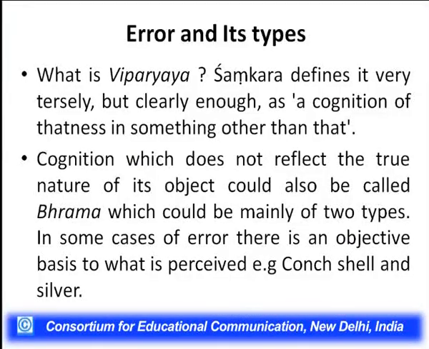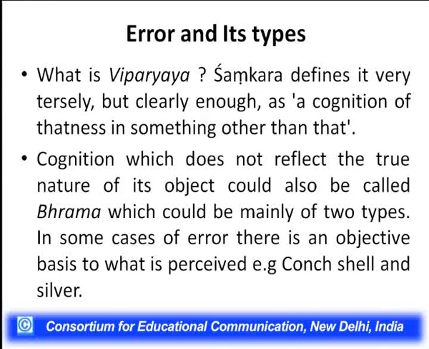Also, let's look at some of the other terminology that is very often used for error, for the cases of error in Indian philosophy. Another term that is used for error, apart from viparyaya, is bhrama. So, cognition which does not reflect the true nature of its object could also be called bhrama, which could be mainly of two types. In some cases of error, there is an objective basis to what is perceived, that is conch shell and silver. So bhrama basically refers to cognition of something which does not reflect the true nature of its object.